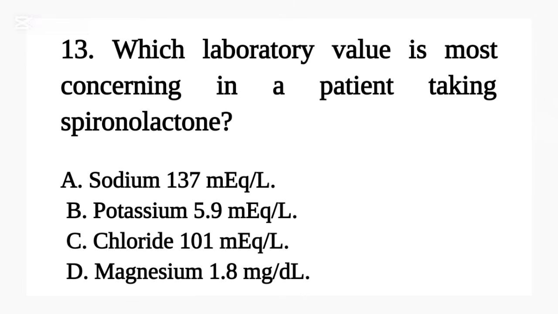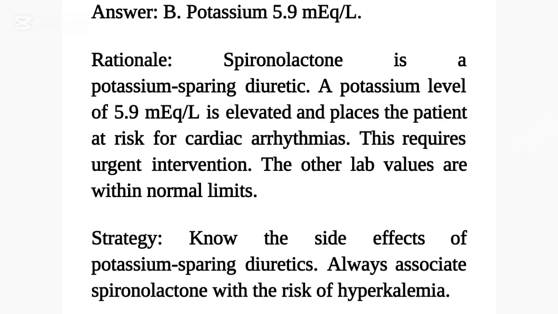13. Which laboratory value is most concerning in a patient taking spironolactone? A. Sodium 137 milliequivalents per liter. B. Potassium 5.9 milliequivalents per liter. C. Chloride 101 milliequivalents per liter. D. Magnesium 1.8 milligrams per deciliter. Answer: B. Potassium 5.9 milliequivalents per liter.